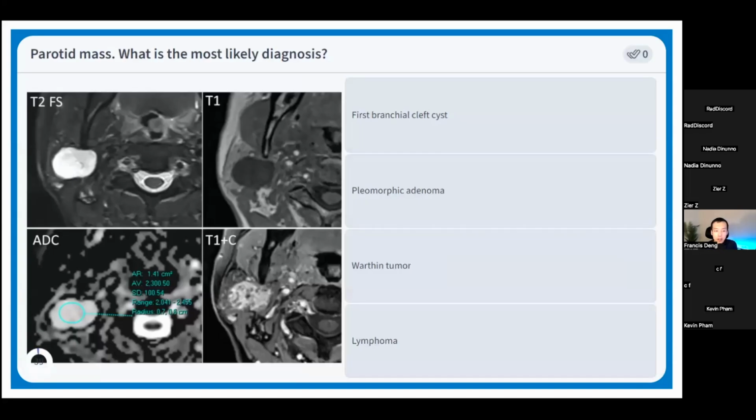We have MRI, T2 fat suppressed, T1, apparent diffusion coefficient. I'm showing you a region of interest measurement, showing you the average ADC here is 2,300, and the units would be times 10 to the minus 6 millimeters squared per second. And then here is a T1 post-contrast image through the same level.